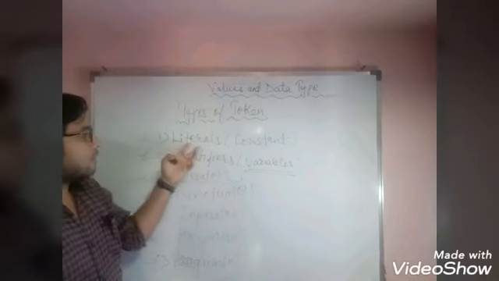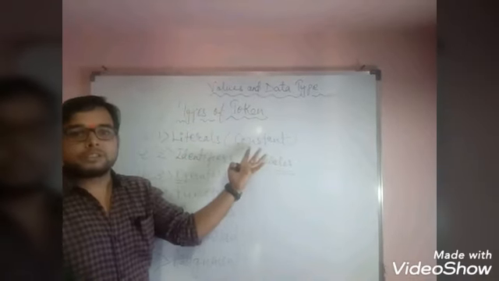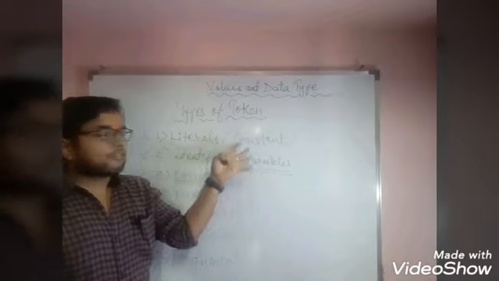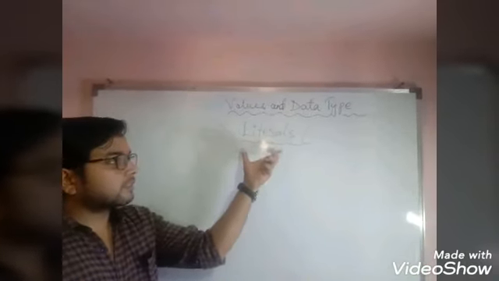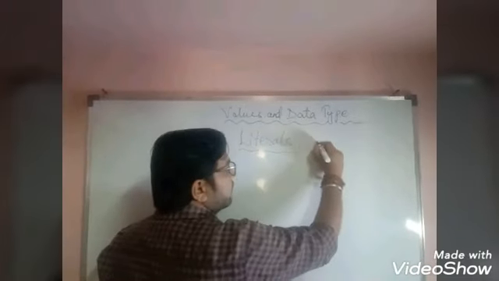First we have to learn about literals. What are literals? What are the types of literals? We have to learn about that. First type of the token is literals. Literals are also called constants.